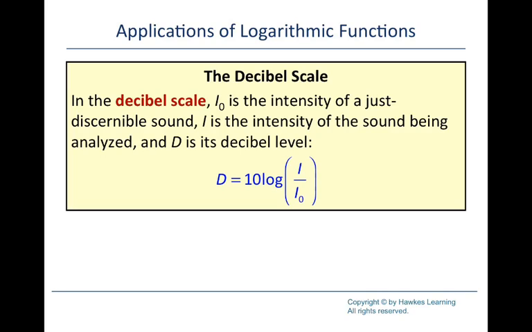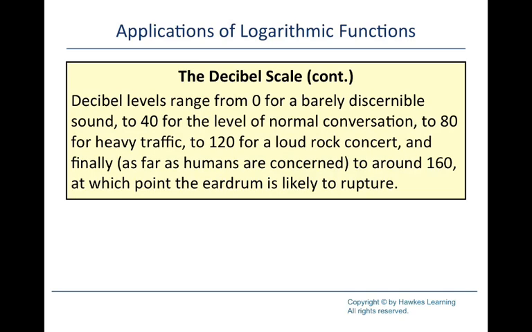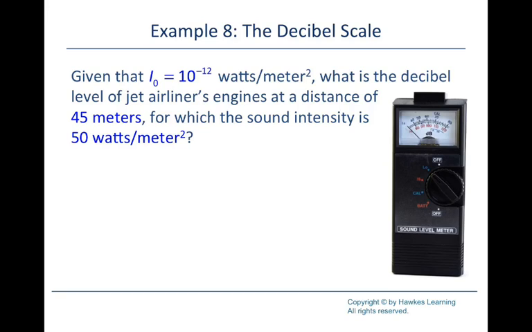Okay, decibels is sound intensity. Again, I over I0. Range from 0 for barely discernible, 40 for level of conversation, 80 for heavy traffic, 160 where your eardrum will likely rupture. So, find the decibel level of a jet airliner engine at a distance of 45 meters, for which the sound intensity is 50 watts per square meter. And they give you I0 is 10 to the negative 12. Okay?